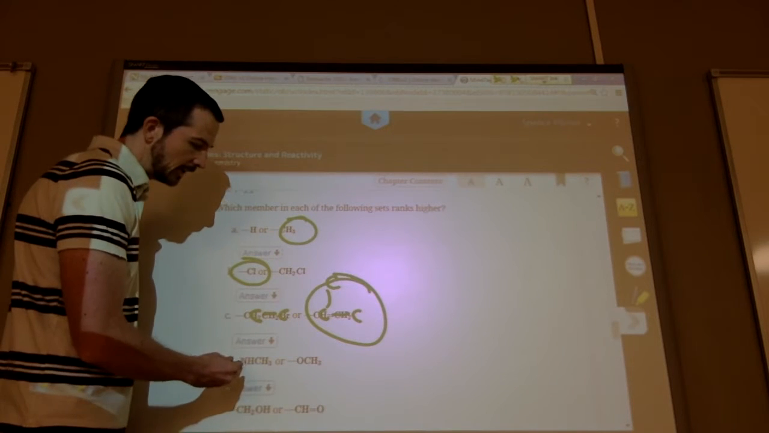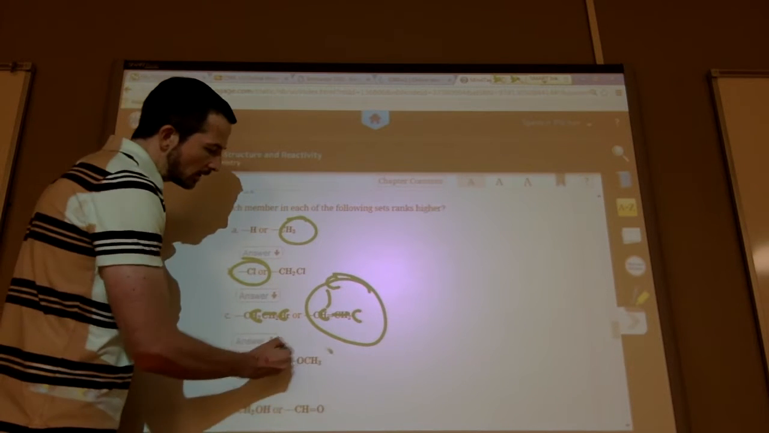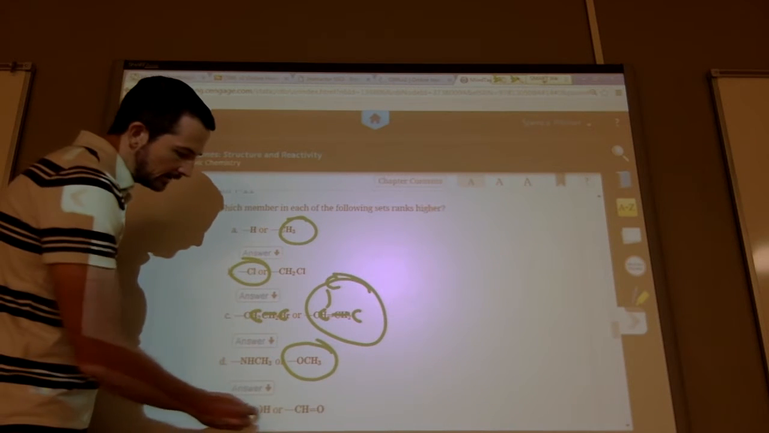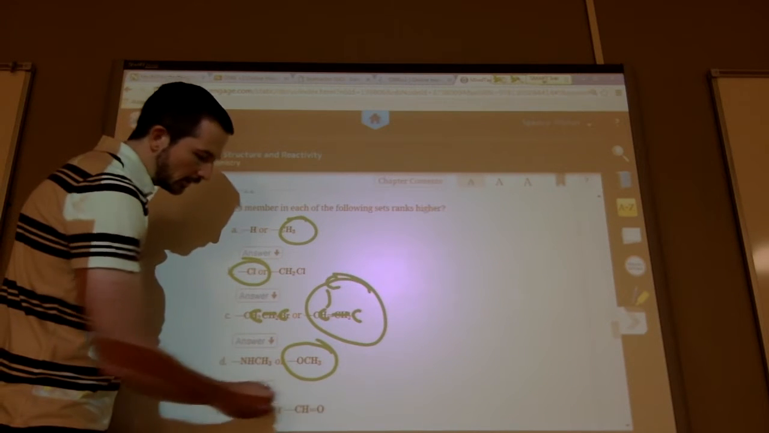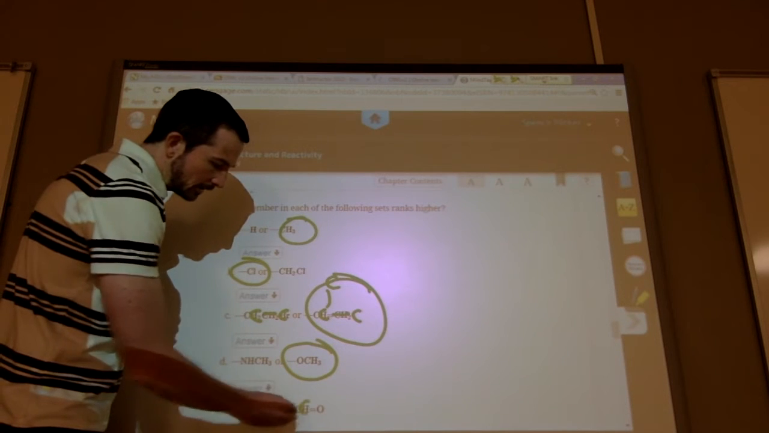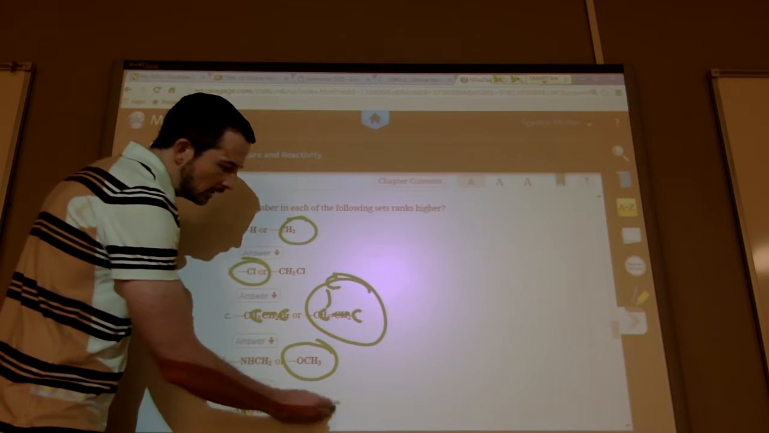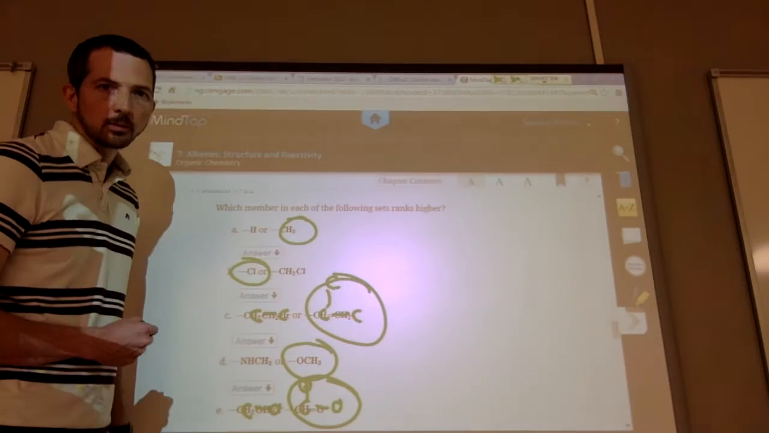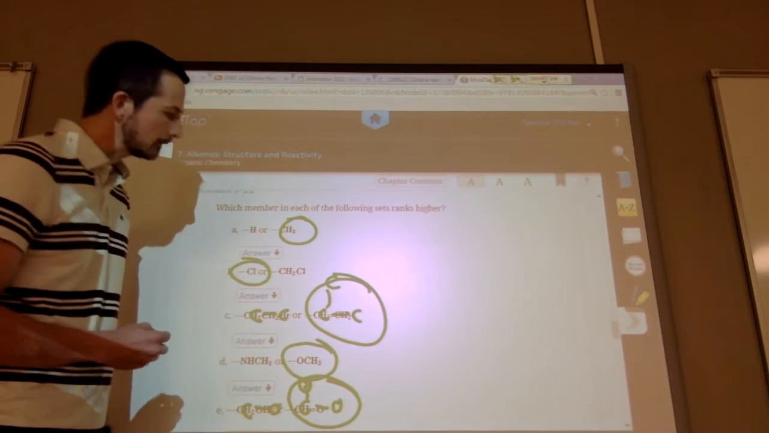D, first atom, nitrogen or oxygen, oxygen higher atomic number. E, CH2OH or C double bond O, so first atom, carbon, carbon, next atom, 1 oxygen, here's 2 oxygens, so my C double bond O, higher priority.